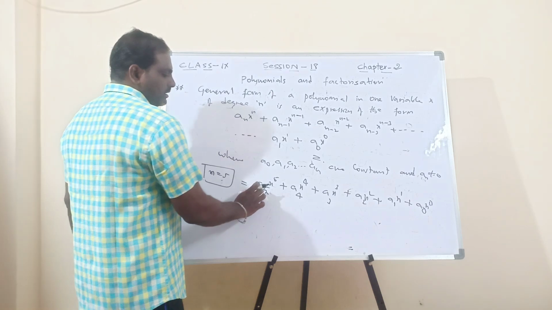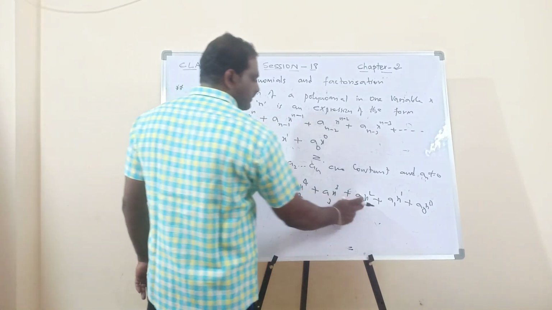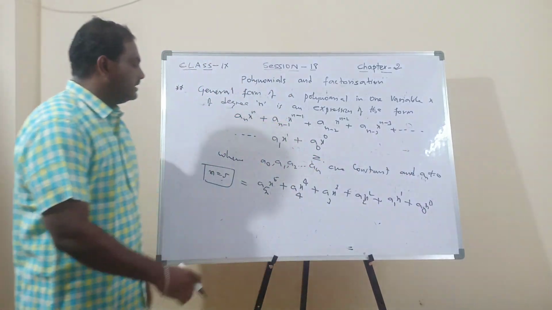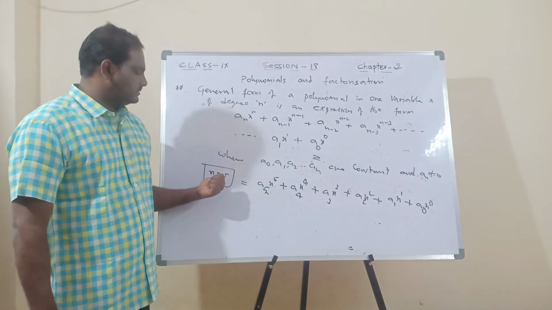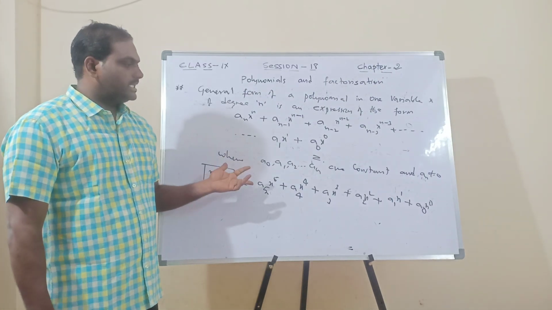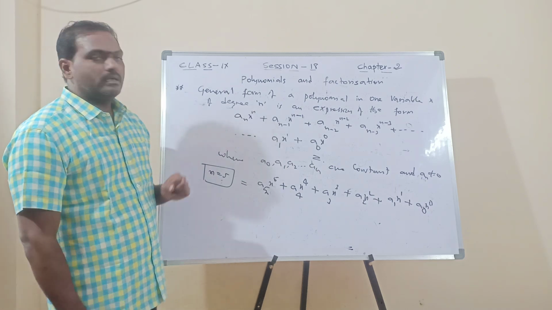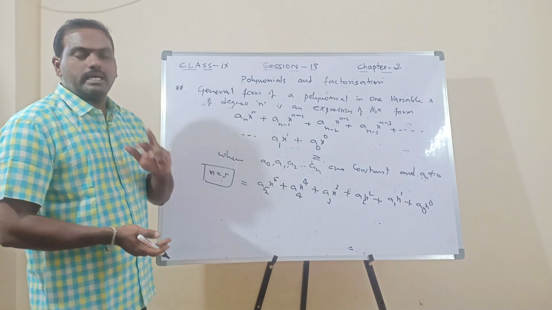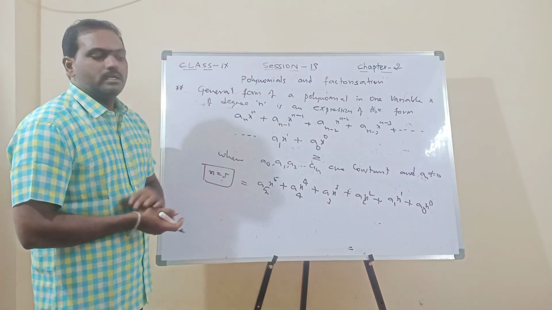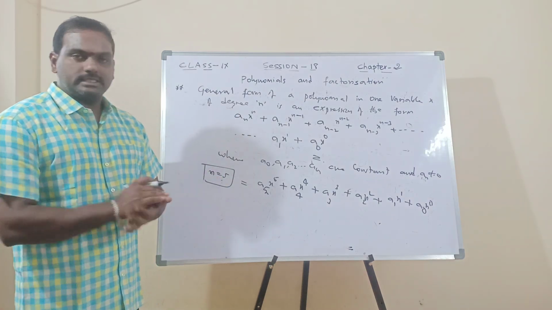So therefore, how many terms will be there? 1, 2, 3, 4, 5, 6. In a degree of 5, there will be 5 plus 1 terms. So therefore, in a degree of n, how many terms will be there? There will be n plus 1 terms. So this we will progress in the next session.